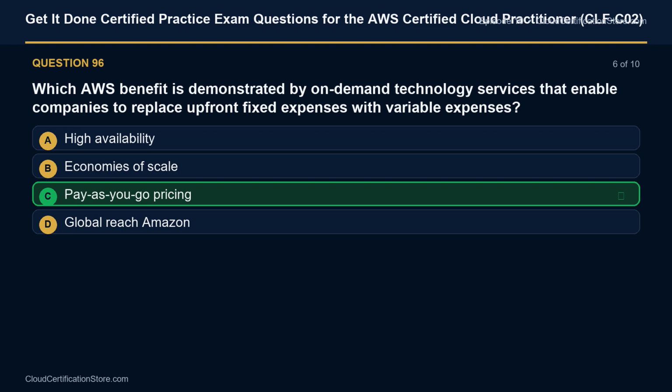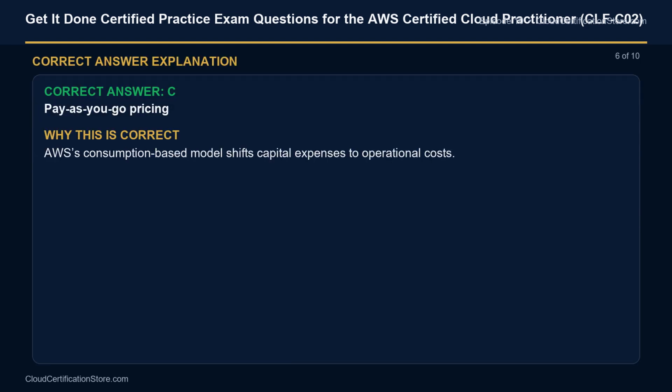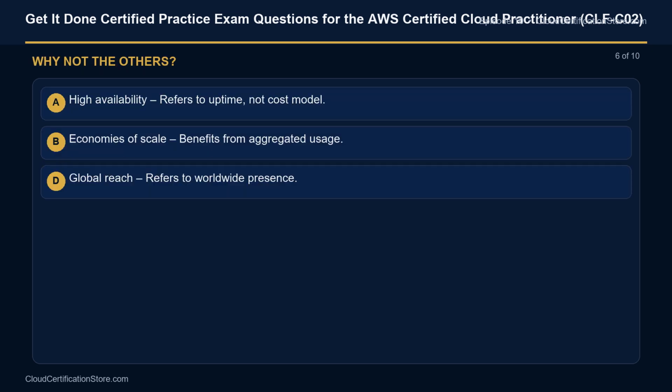The correct answer is C. Pay-as-you-go pricing. Explanation. AWS's consumption-based model shifts capital expenses to operational costs. Why not option A? High availability refers to uptime, not cost model. Why not option B? Economies of scale benefits from aggregated usage. Why not option D? Global reach refers to worldwide presence.